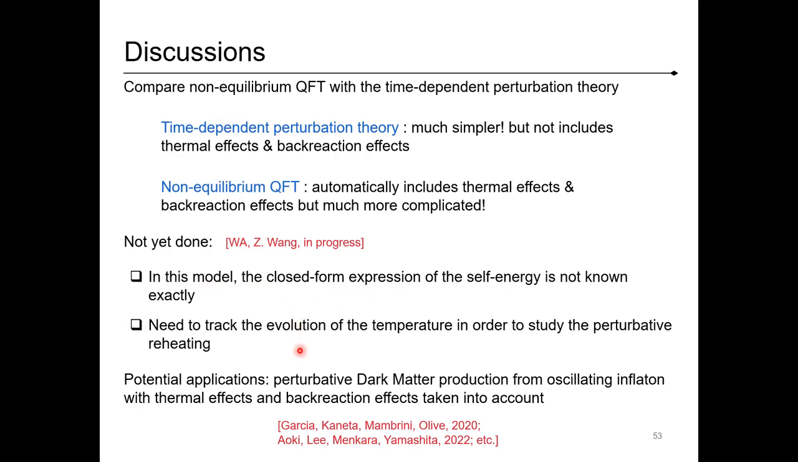And also, if you want to study perturbative reheating, then you need to check the evolution of the temperature. This is not done in this talk. At last, I would like to mention a potential application. I think it is possible to apply the method discussed here to perturbative dark matter production from the oscillating inflaton, with thermal effects and back reaction effects taken into account. So basically, I would like to repeat some work given by these authors.